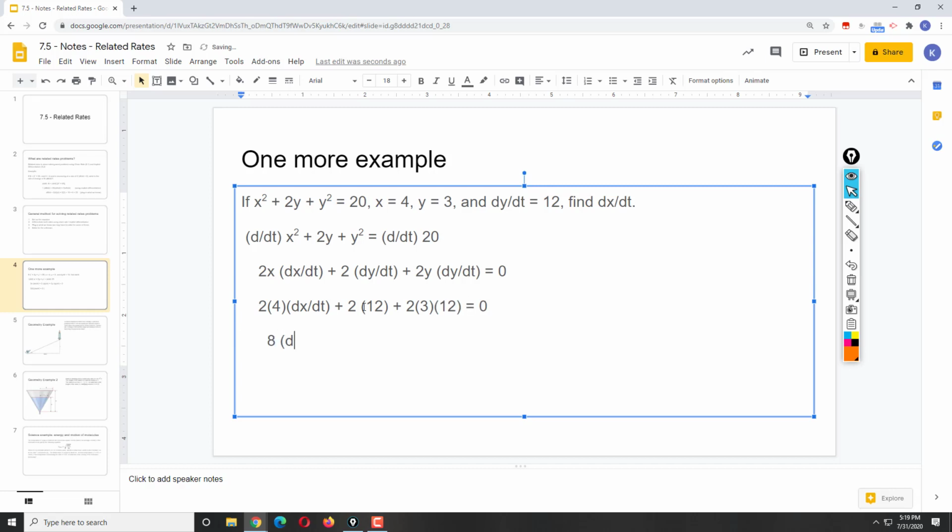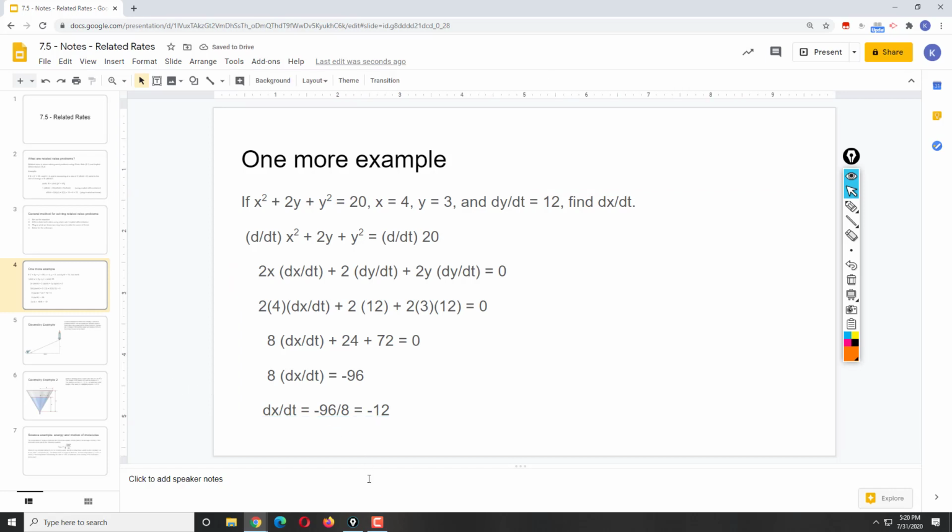So 8 times dx over dt plus 24 plus 72 equals 0. So 8 times dx over dt equals negative 96. That means that dx over dt is negative 96 divided by 8, which is negative 12. That's it. Okay.